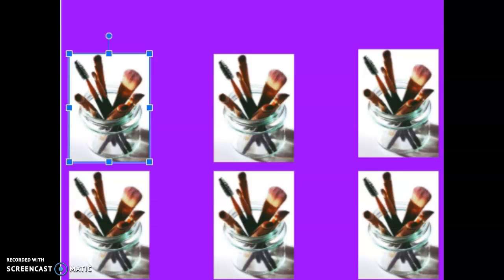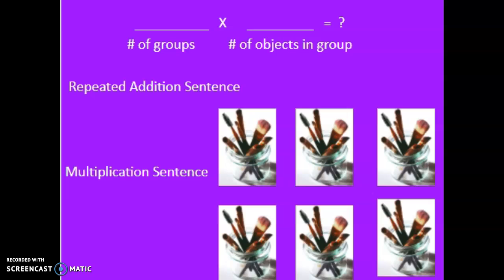So let's look at that in regards to number of groups, number of objects in each group, and how we could do a repeated addition sentence and a multiplication sentence or equation, which we call those equations as well, to represent that picture. So if we're looking at groups, we're going to think about how many we see in all. So we're going to count those. We see 1, 2, 3, 4, 5, 6. We see 6 groups, 6 jars.